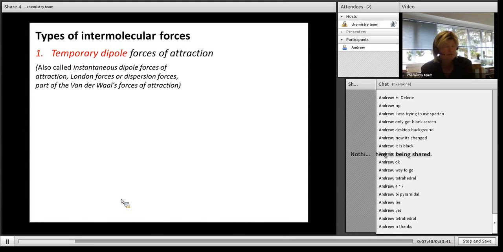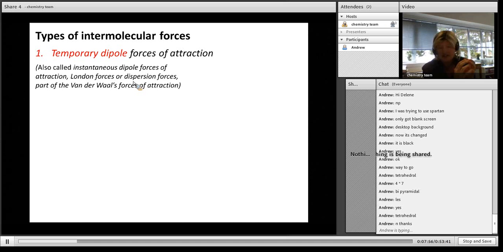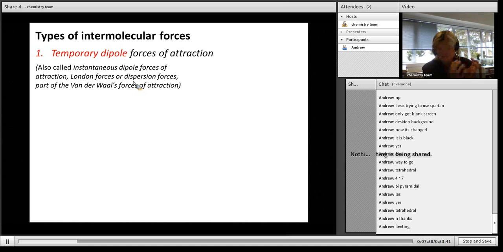So this is the first one. It's got lots of other names. If you look at YouTube or look at the web, it's also called instantaneous dipole. And that's because this force of attraction is caused by, as you've got a molecule, those electrons are not stationary. Yes, it's fleeting. Those electrons are moving all the time, and they're not all moving in sync like beautifully ordered cars on the motorway.